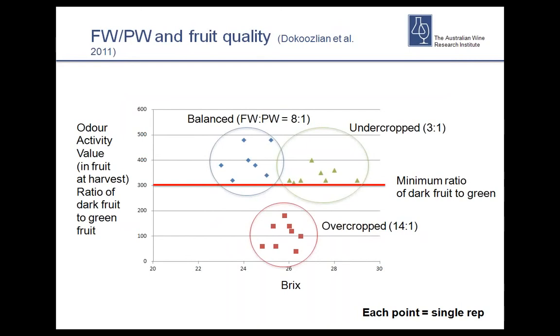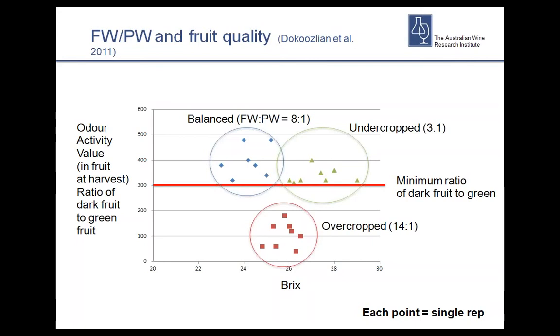They measured fruit quality in this particular experiment. It was measured chemically and expressed as odor activity values for desirable dark fruits on the one hand and undesirable green fruits on the other. As fruit ripens, dark fruit value will increase and green value will decrease. And so eventually the fruit will get to a point at which the ratio is acceptable. They concluded from their research that a minimum ratio of dark fruit to green was 300.